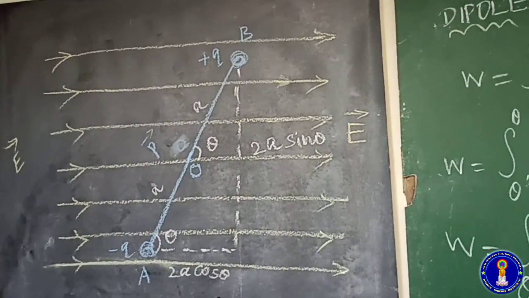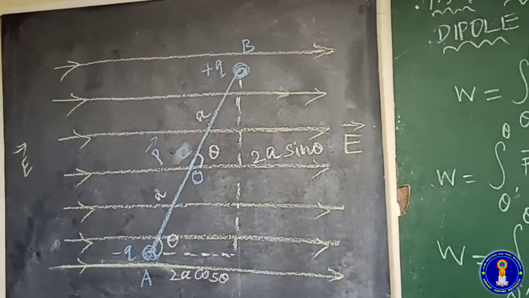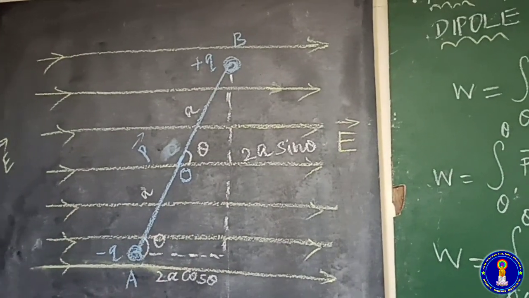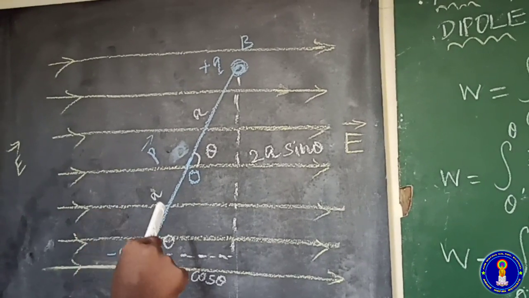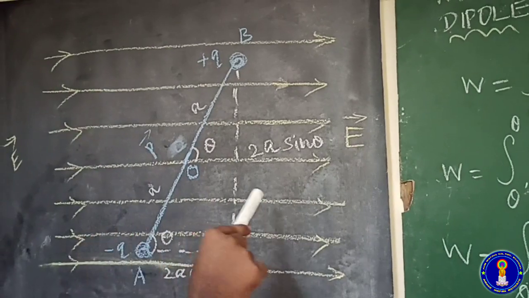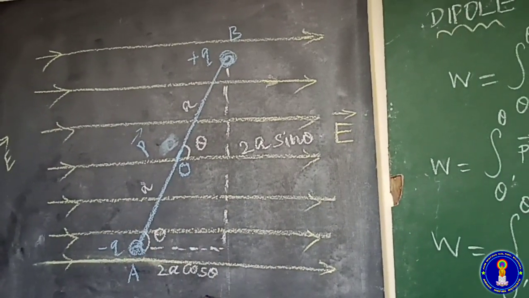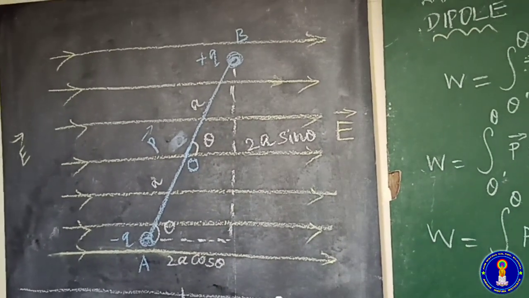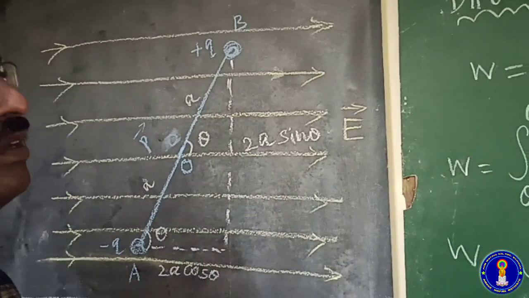You know very well, a dipole placed in a uniform electric field experiences a torque. This torque rotates the dipole toward the direction of the electric field. This is the work done by the torque. Then, as you know, the work done is stored as electrostatic potential energy in the system.